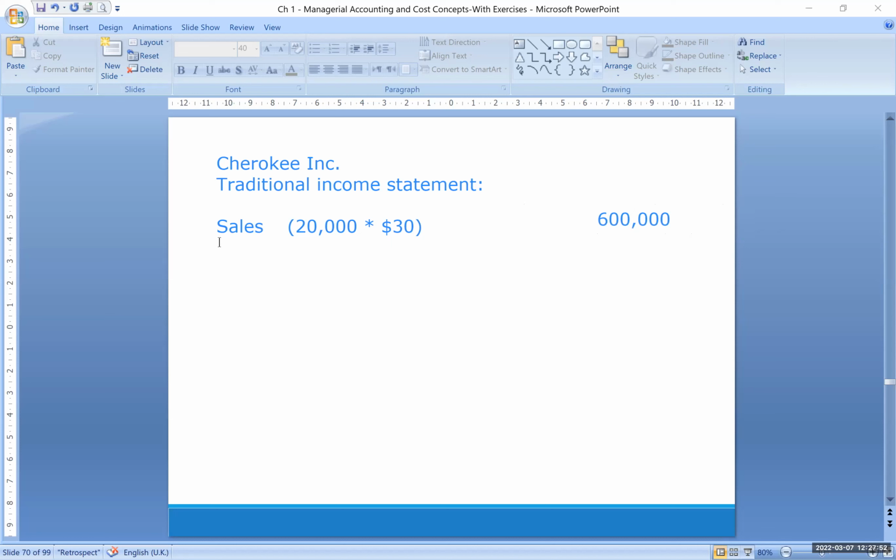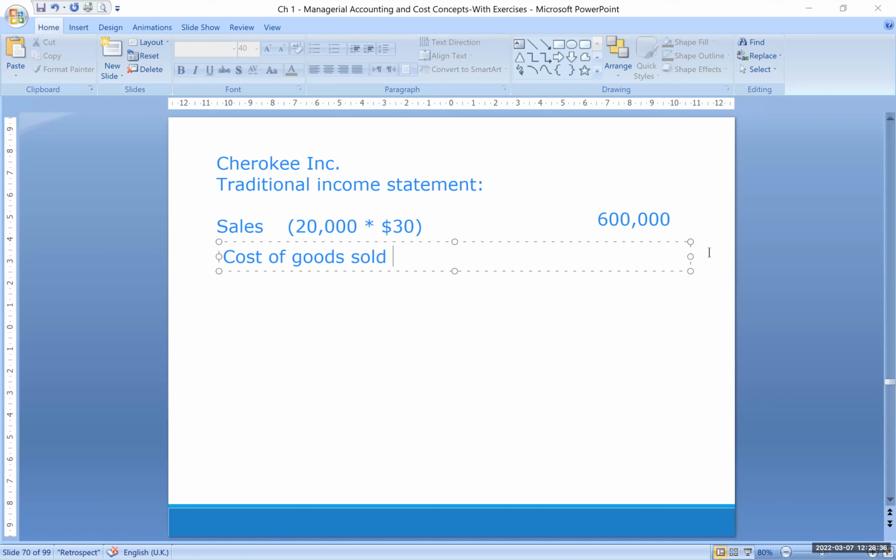After the sales, we have to deduct the cost of goods sold. We have two options to calculate that. If we have the cost per 1 unit, we multiply it by the 20,000 units sold to calculate the cost of goods sold. But for this question, we don't have the cost per 1 unit, but we have the beginning inventory.